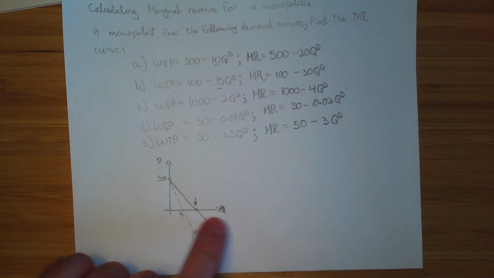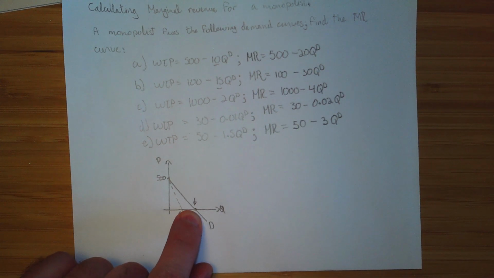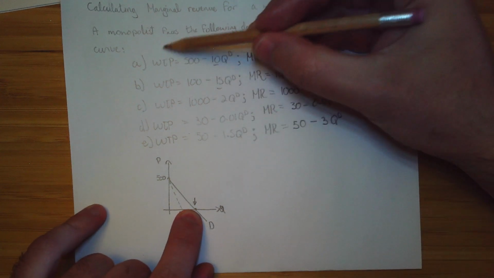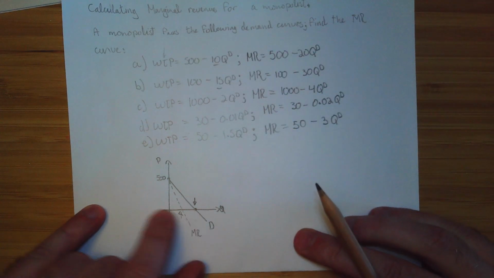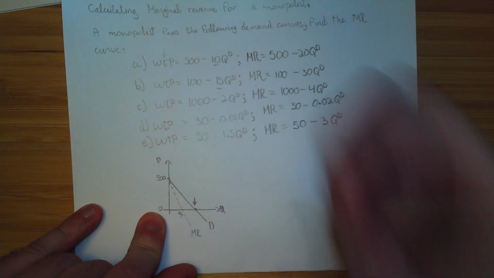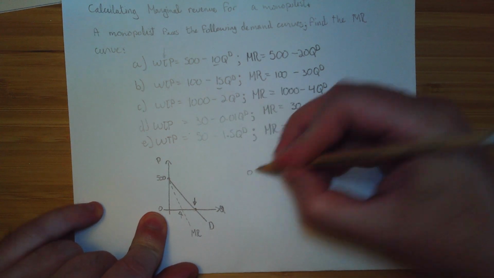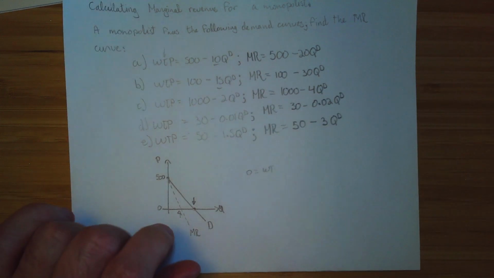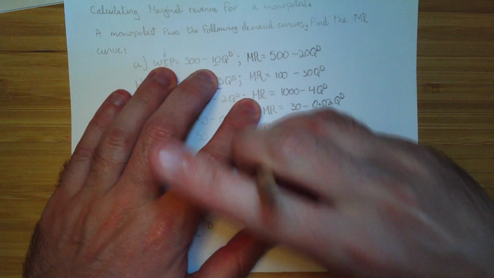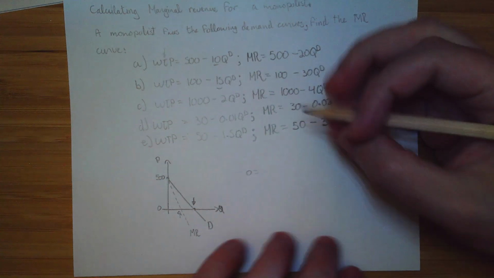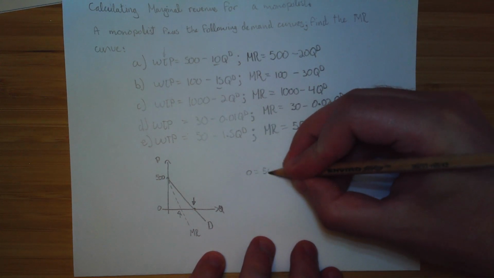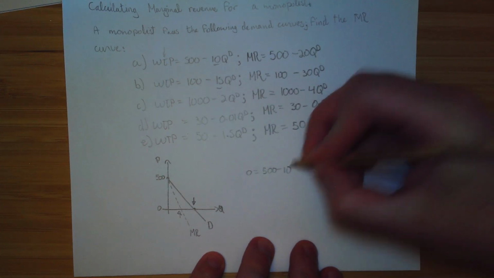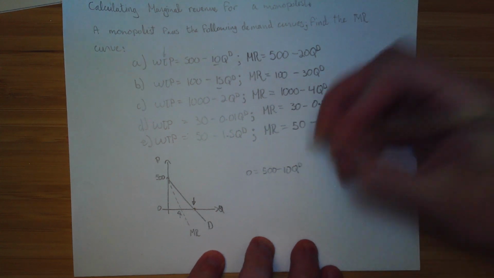But if we want to find the y-intercept, so this point here on the demand curve, what we would do is we would set the willingness to pay or the price to 0. Right here, the price is 0. So if I put 0 is equal to, not the willingness to pay, sorry, 0 is equal to 500 minus 10 QD.